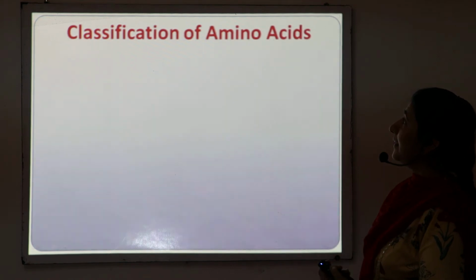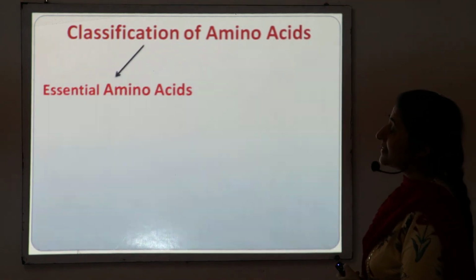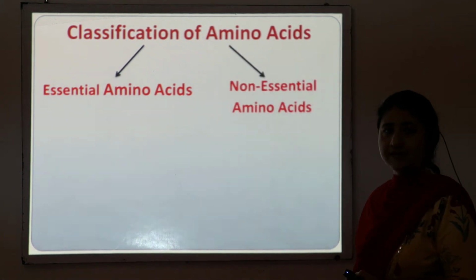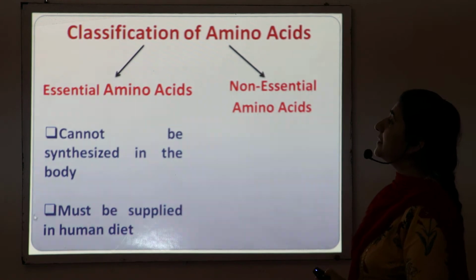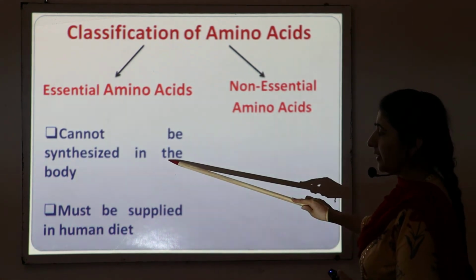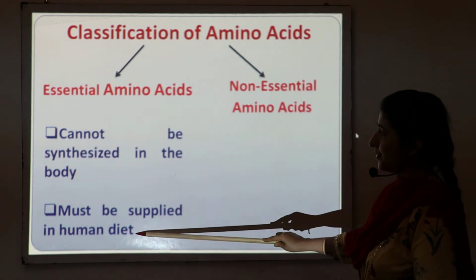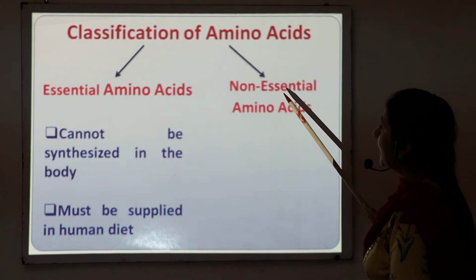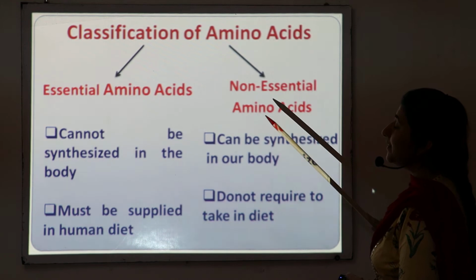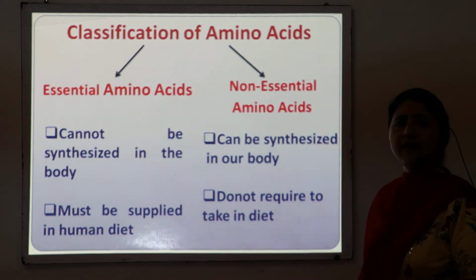The next classification of the amino acids is of two types. Number one is essential amino acids and second one is non-essential amino acids. Essential amino acids are those amino acids which can't be synthesized in our body, so they must be supplied in the human diet. Non-essential amino acids, on the other hand, are those which can be synthesized in our body and we don't need to take them in our diet.